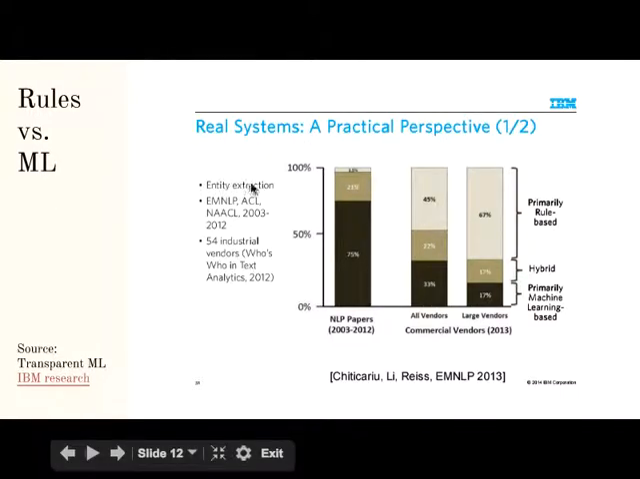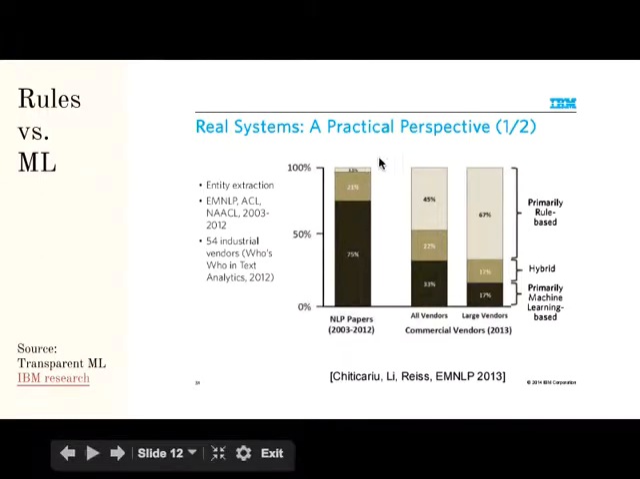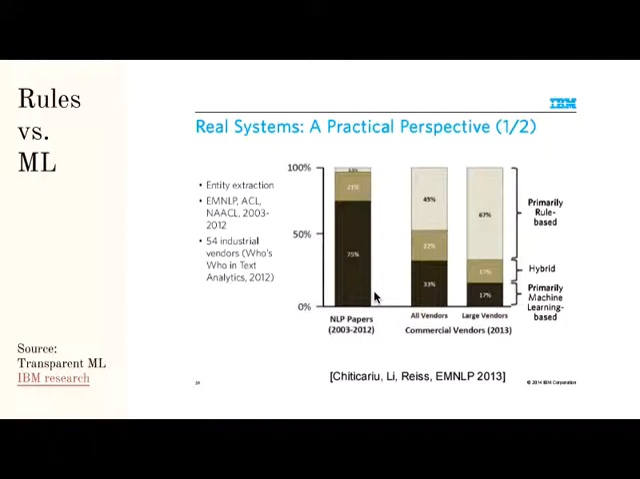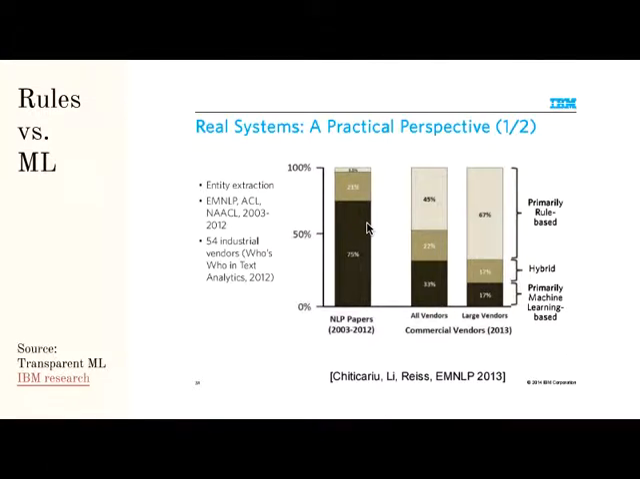So looking at the task of entity extraction, which is looking at a document and trying to pick out specific people or institutions or just basically human-relevant entities. They look at, on the one hand, the NLP papers from recent conferences in recent decades, and you can see that 3 out of 4 of them take an almost entirely machine learning approach.